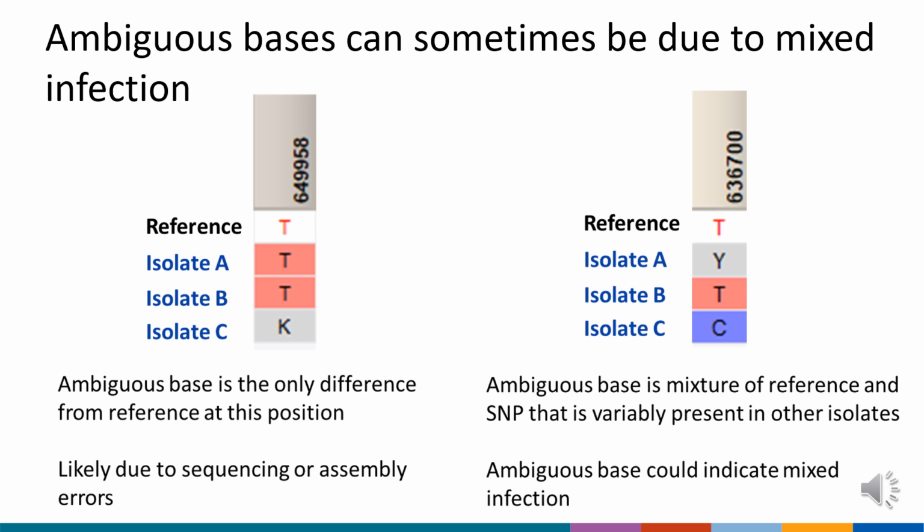But sometimes we can see the case on the right, where the ambiguous base is a mixture of reference and a SNP that is variably present in other isolates. In this example, isolate A has a Y at this position, which stands for a mix of T and C, and these base calls are seen in other isolates in the analysis. In this case, there is a higher likelihood that the ambiguous base call indicates an actual mixed population of bacteria in the patient's sample, because the patient has a mixed infection.